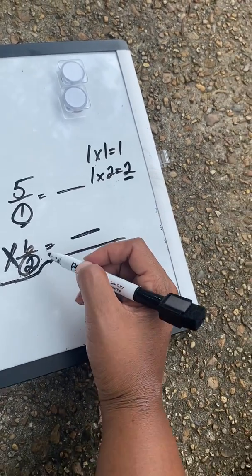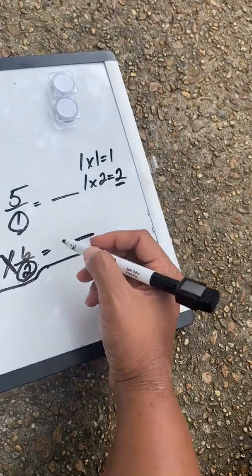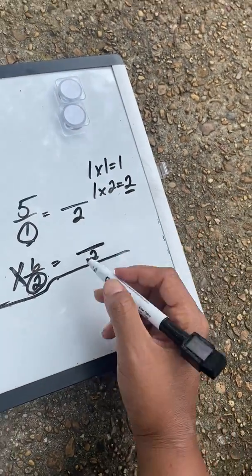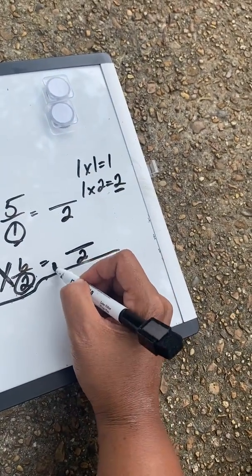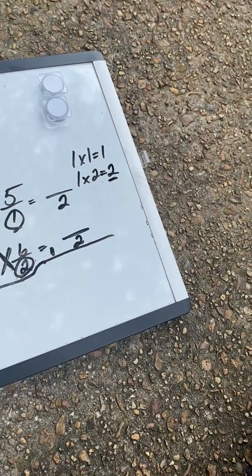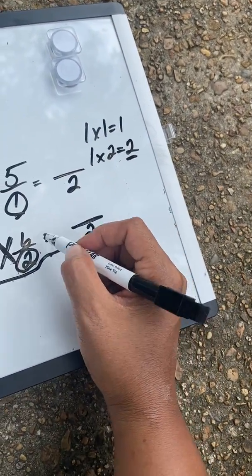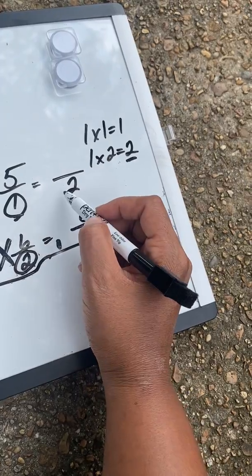How many times does 2 go into itself? 2 divided by 2 is 1. 2 goes into itself 1 time. All right. Now, 1 times 6 is 6.